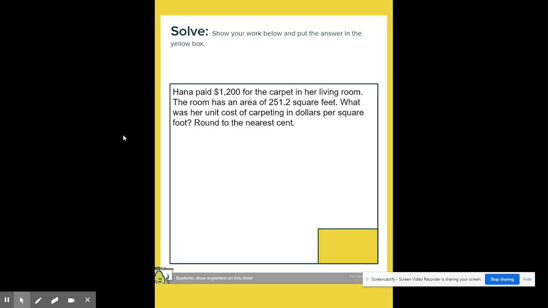Hannah paid $1,200 for the carpeting in her living room. The room has an area of 251.2 square feet. What was the unit cost of the carpeting, dollars per square foot? Again, per means what follows is going to be on the bottom. We want unit cost, so we know we're looking for 1 square foot. How much was it for 1 square foot, rounded to the nearest cent, which is another way of saying rounded to the nearest hundredth? By the way, there's 100 cents in a dollar. That's where hundredth comes from. That's where cent, 100. Okay.